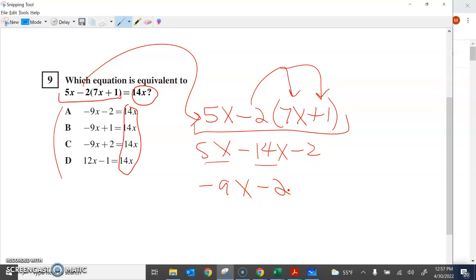And then the left side of the equation would be worked out, and you look at the answer choices, and that would match choice A.